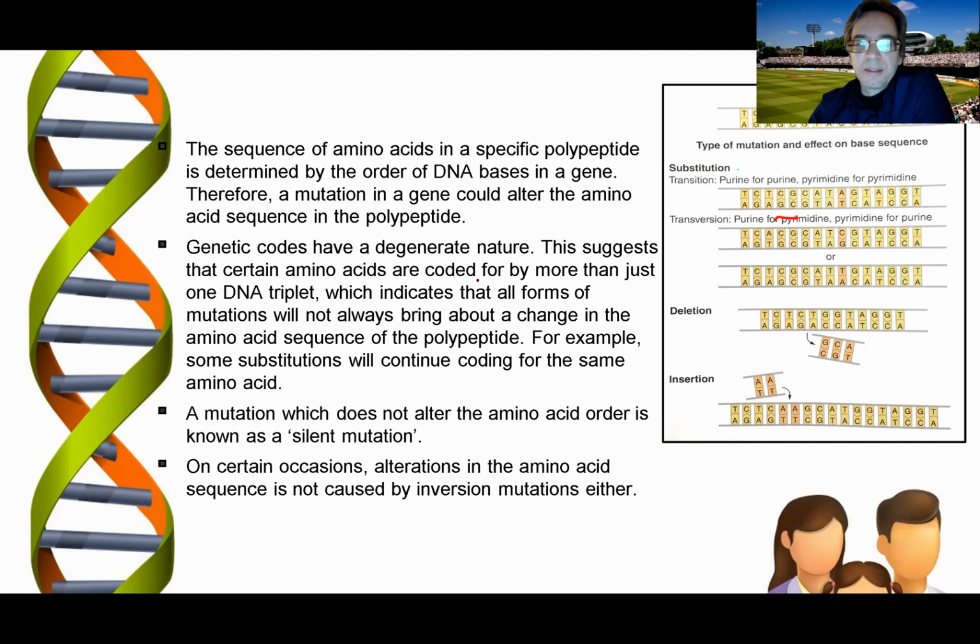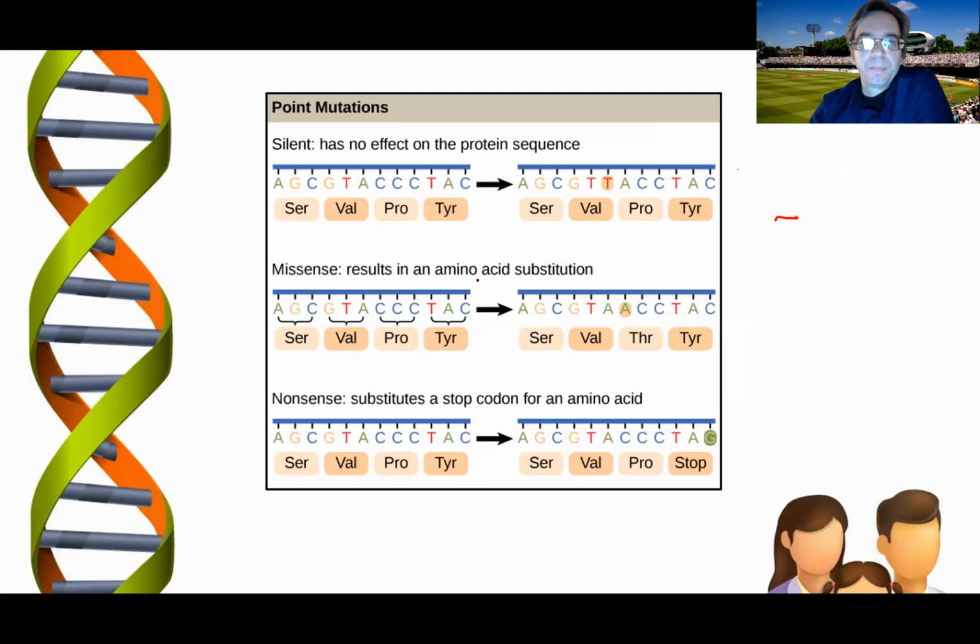Now, genetics tends to have a degenerate nature, which means that certain amino acids are coded for by more than one DNA triplet. I showed that on the last table. So it doesn't necessarily mean there will be a change, just that there could be. And some mutations don't actually alter the amino acid. These are called silent. So this is quite a good example. So the silent has no effect on the protein sequence. So you can see in this particular illustration here, this one was changed, but the same amino acid was made.